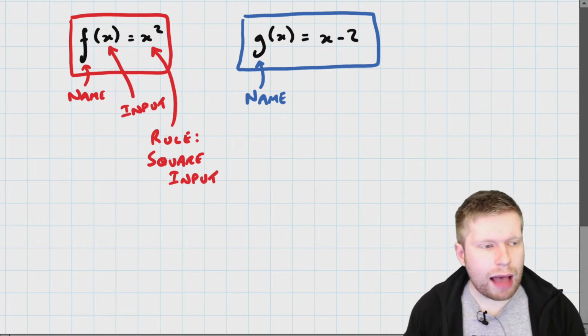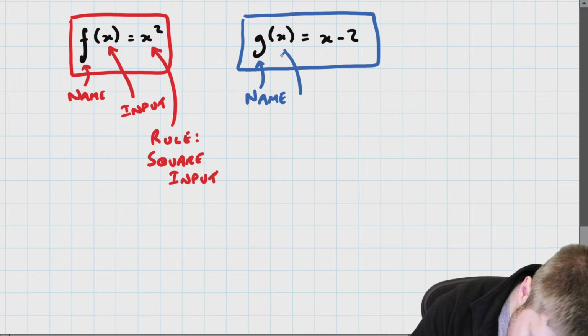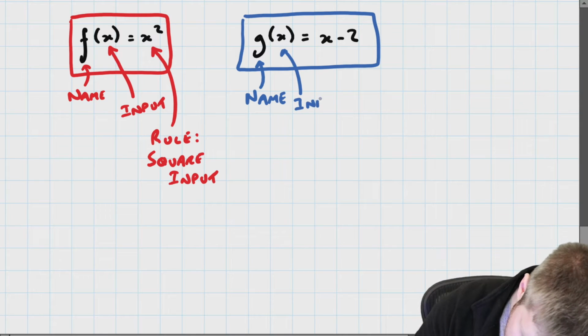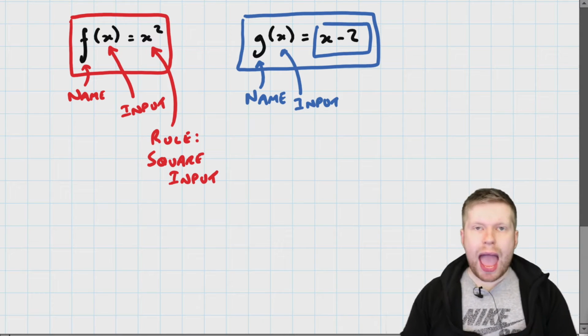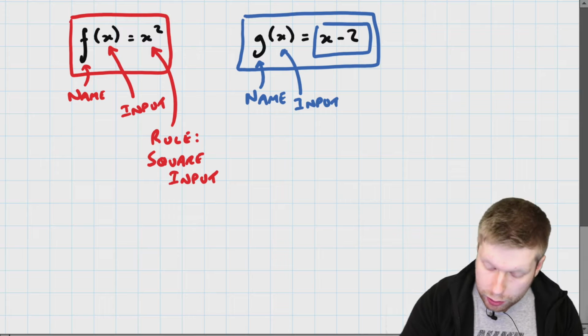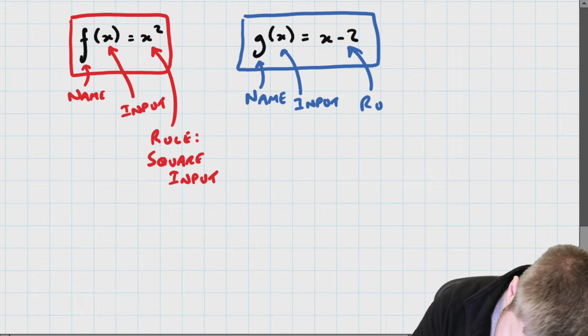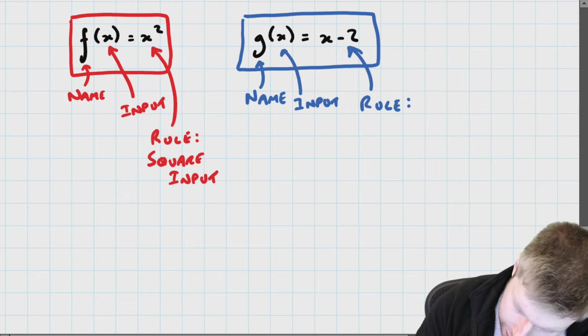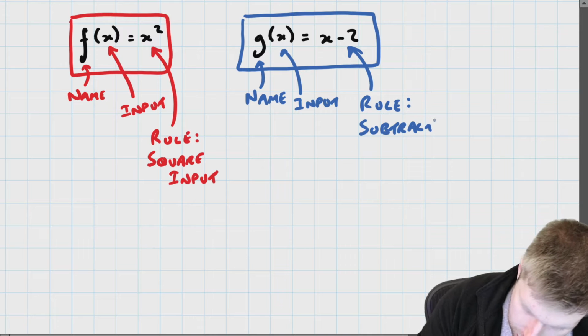Have a look at the function on the right, the one in blue. Okay. Well, just remember again, the x just means that's my input. Okay. And have a look at what I'm doing to my x. Okay. So my x, I'm taking away 2. Okay. So in other words, my rule for my blue function, the one on the right, is subtract 2. All right. So it's nice and simple.